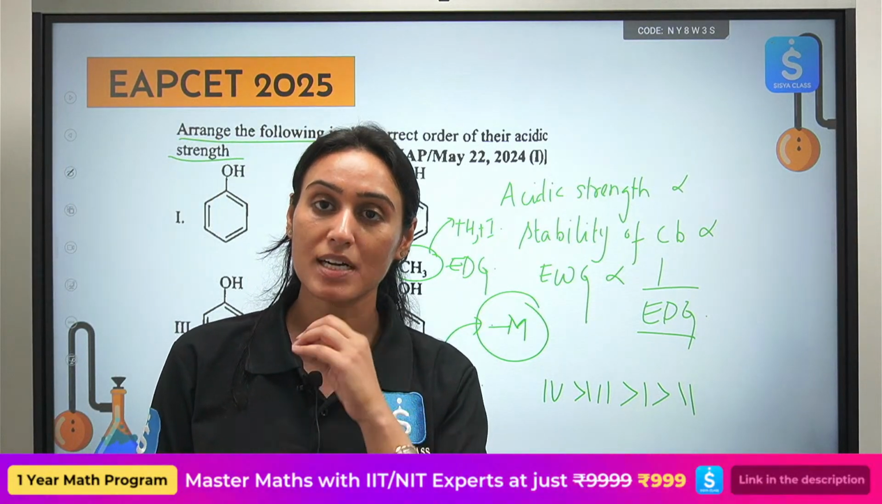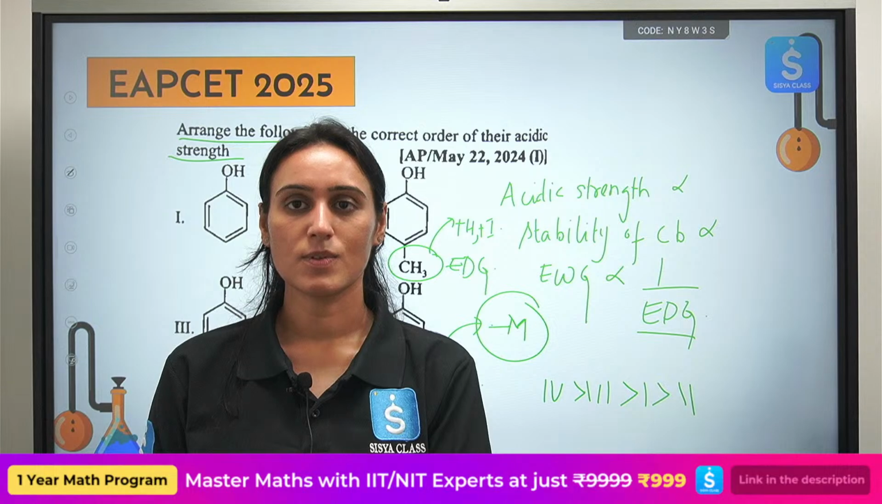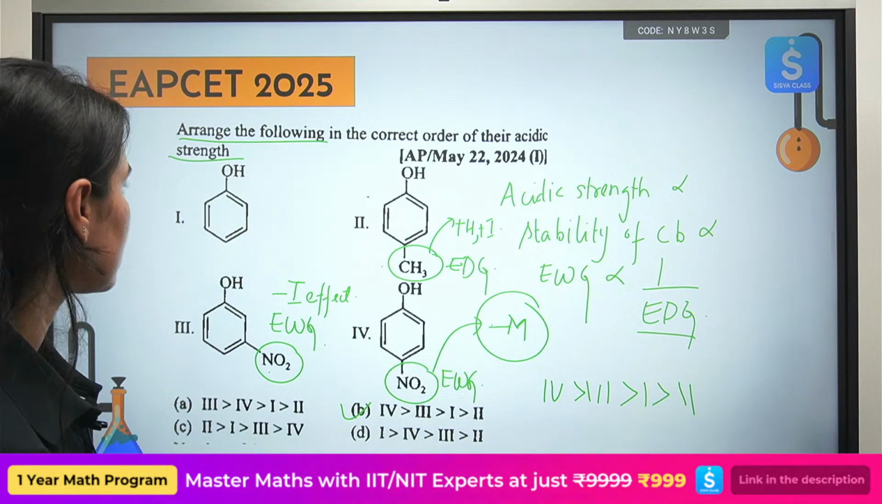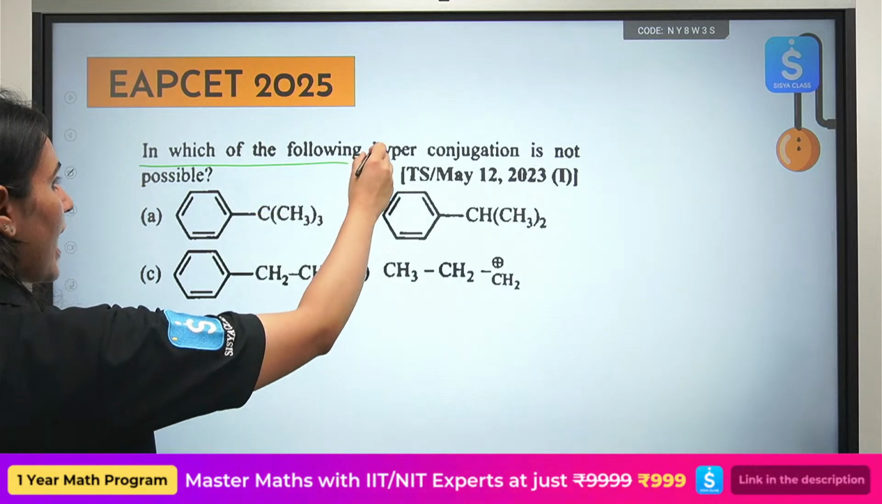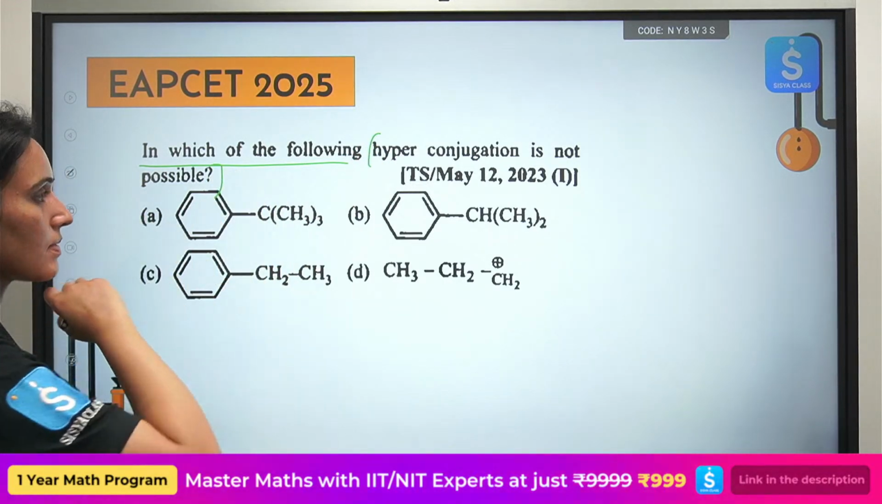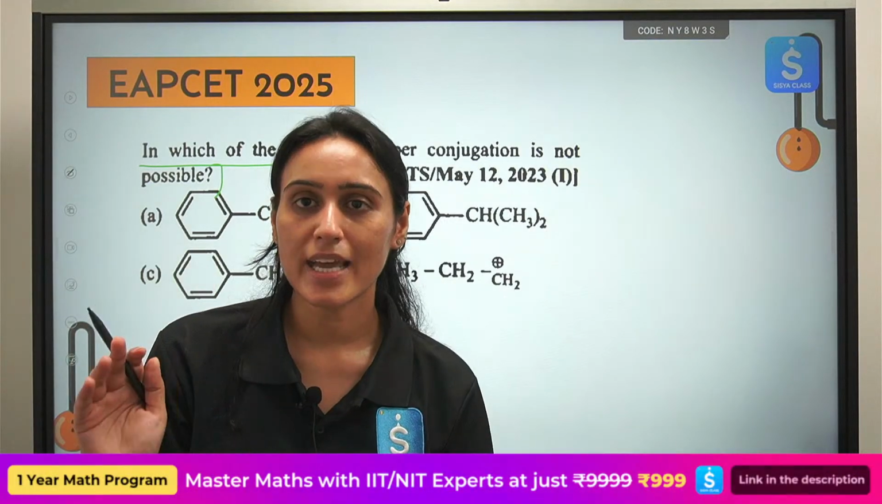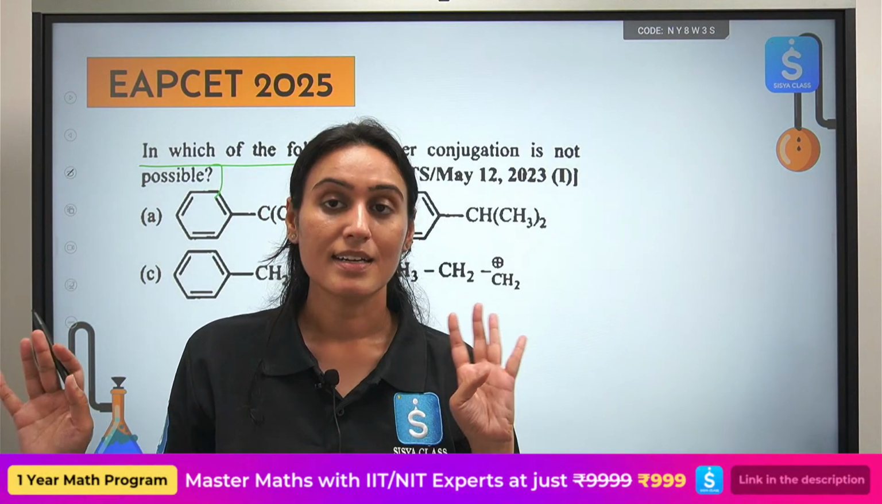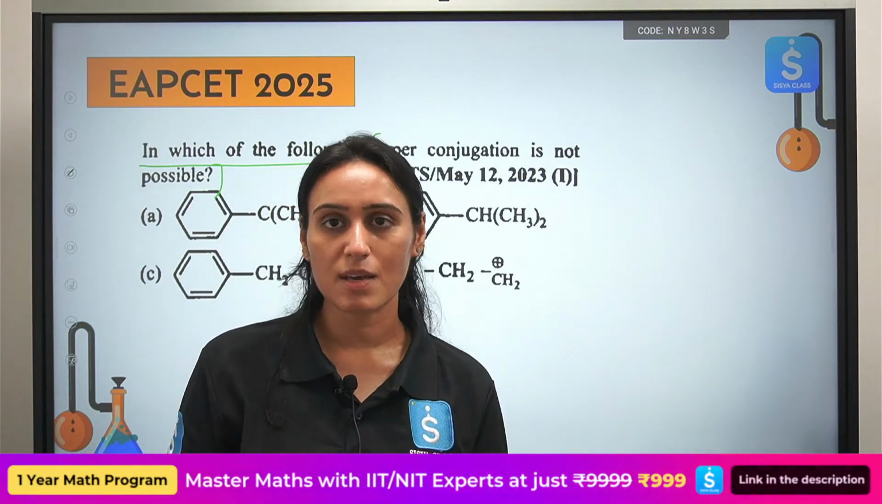Now we have solved multiple questions based on the same exact concept. I hope you are noting it down. Okay. Now let's see the next question. In which of the following is hyperconjugation not possible? See, hyperconjugation involves the delocalization of sigma bond electrons with the empty p orbital. Delocalization of sigma electrons with empty p orbital. This is what we mean by hyperconjugation.